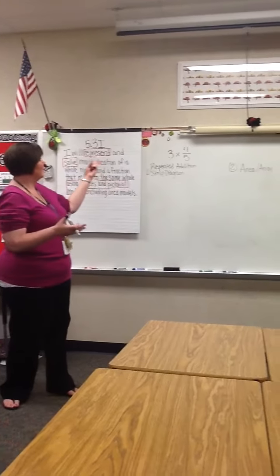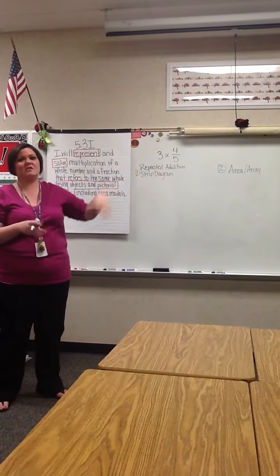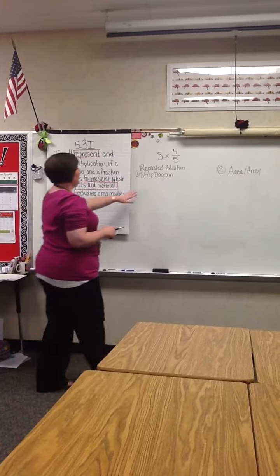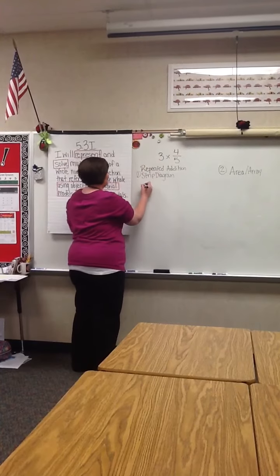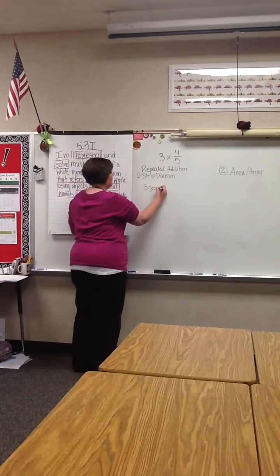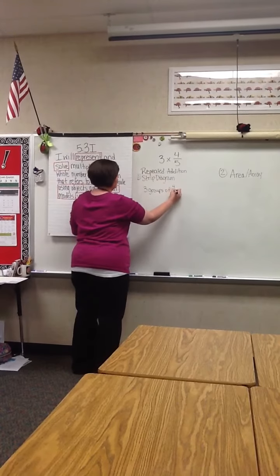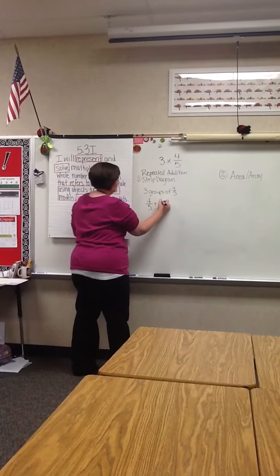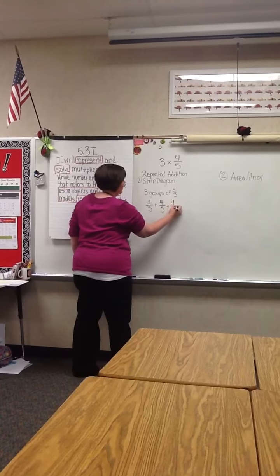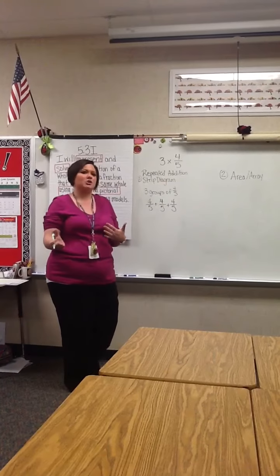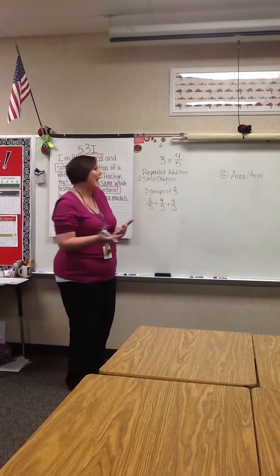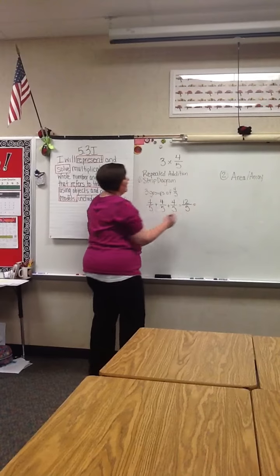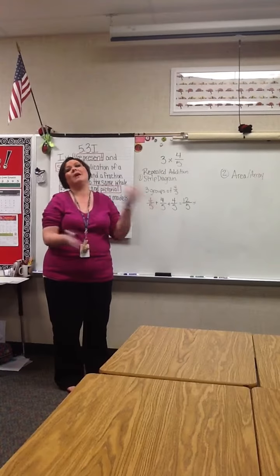Alright, so we're going to start with the problem 3 times 4/5. And I'm actually going to use this problem on every single model. So with repeated addition, what I'm basically saying is that's 3 groups of 4/5. So I could say that means 4/5 plus 4/5 plus 4/5. So multiplication is just repeated addition. So we can repeatedly add and get 12/5.